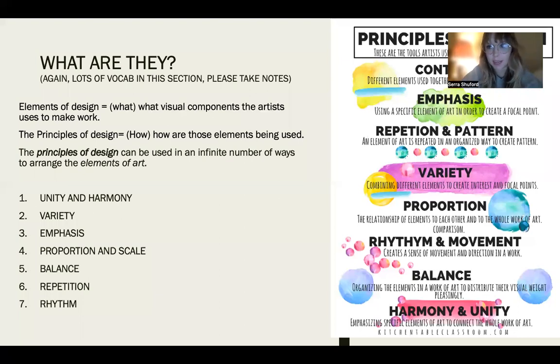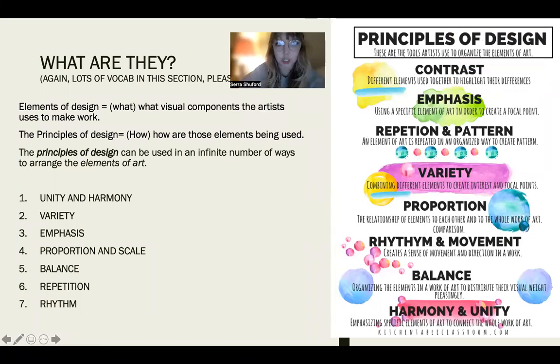So what are these? And again, this is going to be pretty heavy on the vocabulary, so make sure that you're writing down some notes, jotting down a few things in this lesson. It'll be important for later for sure. So the elements of design, which is what we've gone over in lessons 3 through 5, are what visual components the artist uses to make the works. And the principles of design are how those elements are being used. Just remember: what is the artist using? The elements of design. How are they using them? The principles of design. Just make those associations.